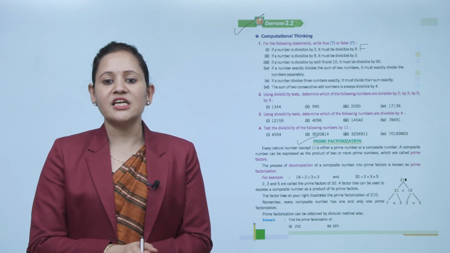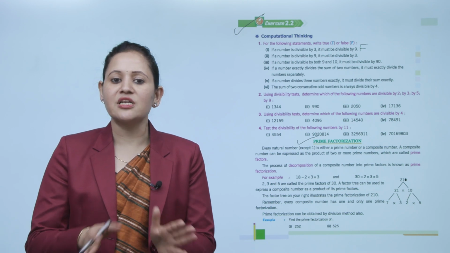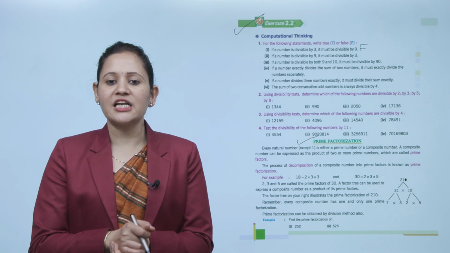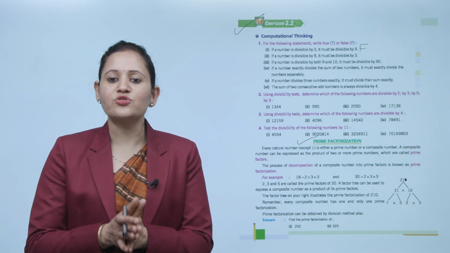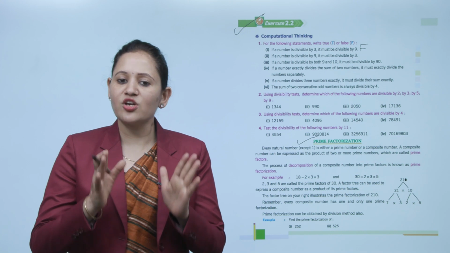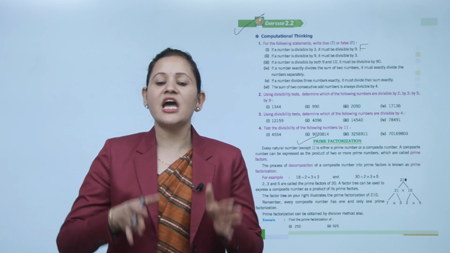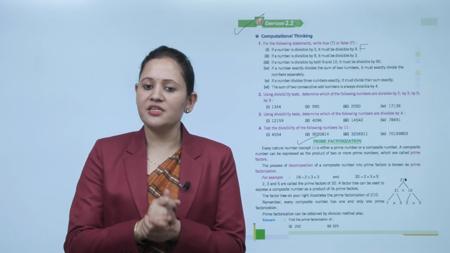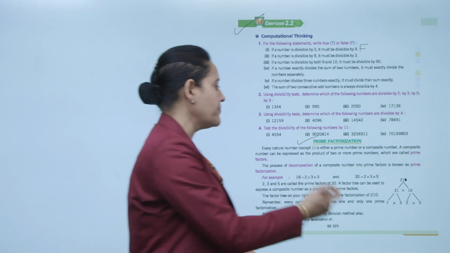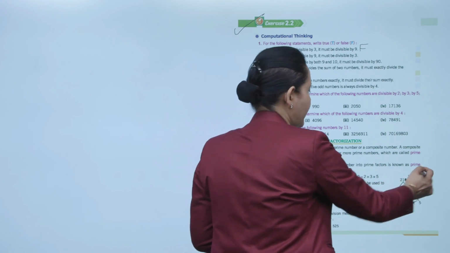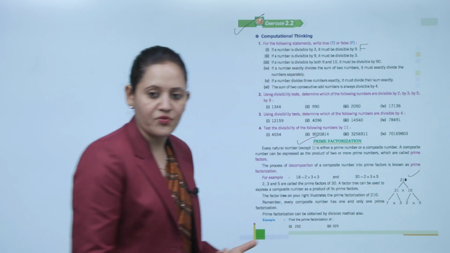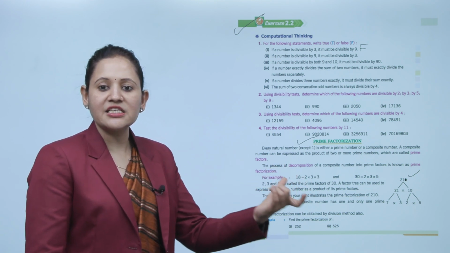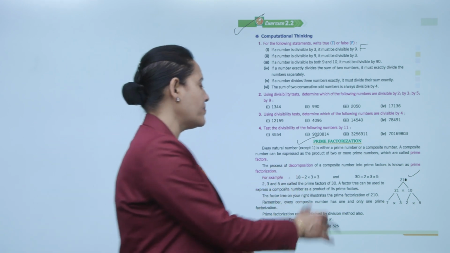The factor tree can be used to express the composite number as the product of its prime numbers. The factor tree on your right illustrates the prime factorization of 210. Remember, every composite number has one and only one prime factorization. Prime factorization can be obtained by the division method also. So here it is the factor tree method for 210. We can write it as 21 into 10. Here 21 and 10 both are composite numbers.